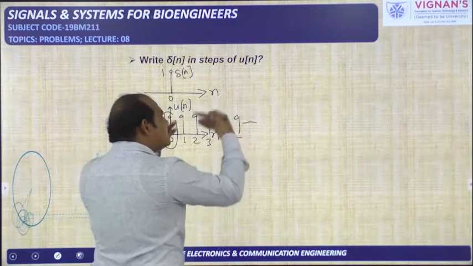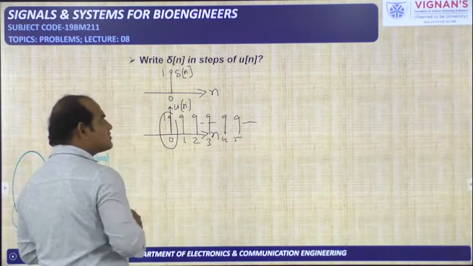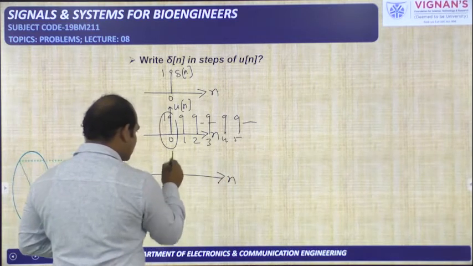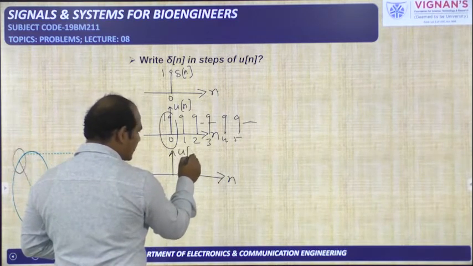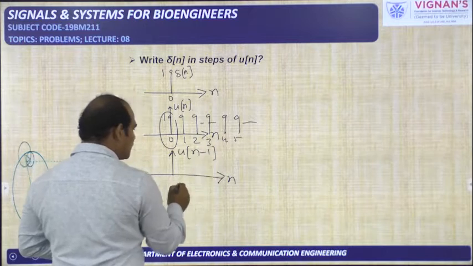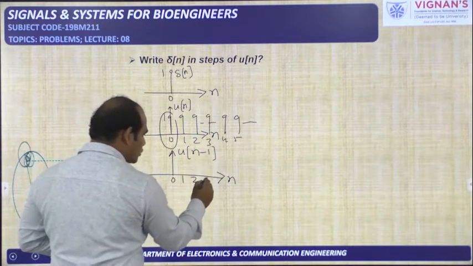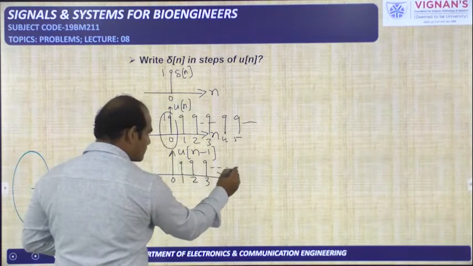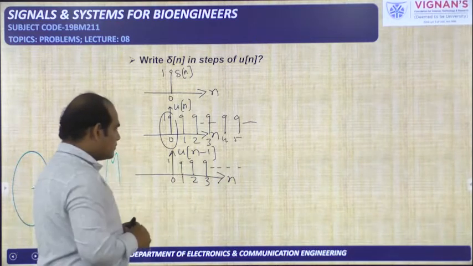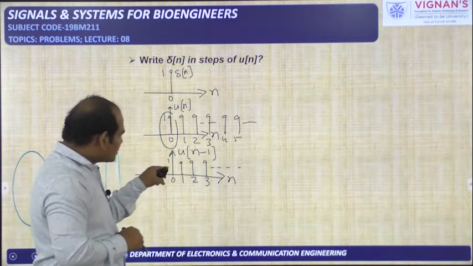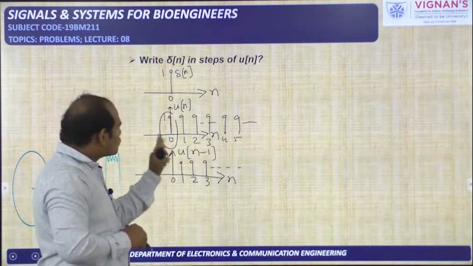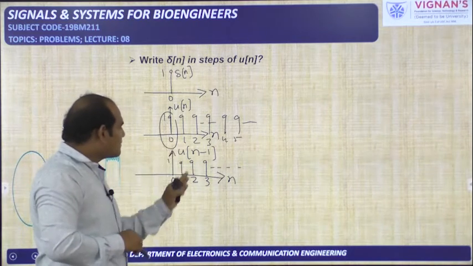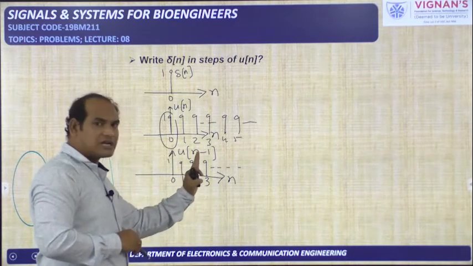First, you establish all those things. How to establish all those things? Simply by shifting u of n by 1 to the right side. If you shift u of n to the right side by 1, you will get like this. Here the sample is not there, I have just represented the amplitude here. So this u of n is actually starting from n equal to 0. U of n minus 1 actually starts from n equal to 1 onwards.